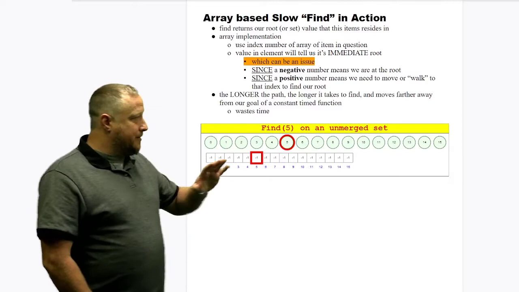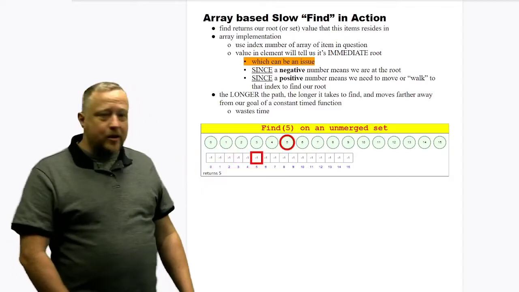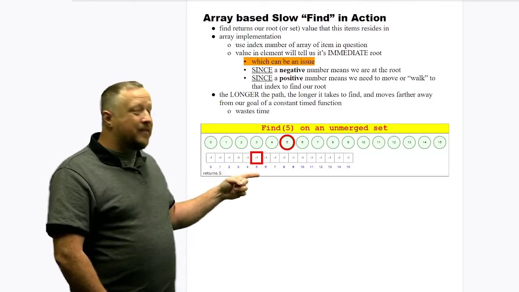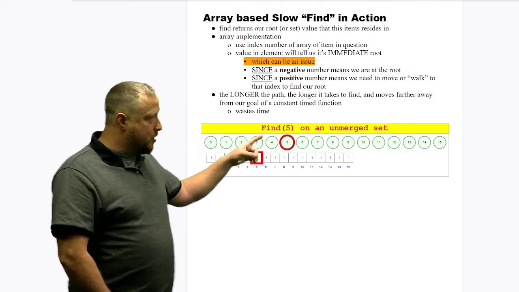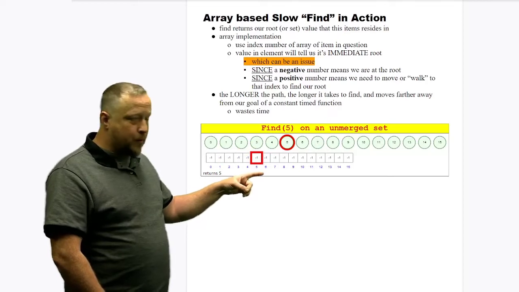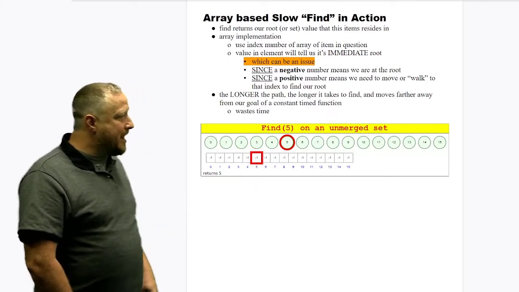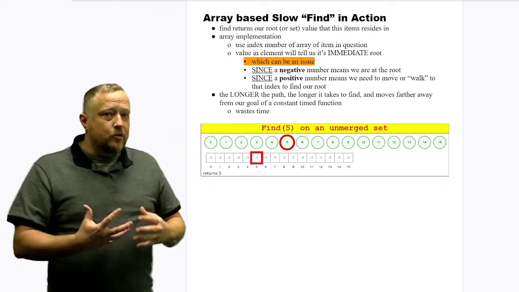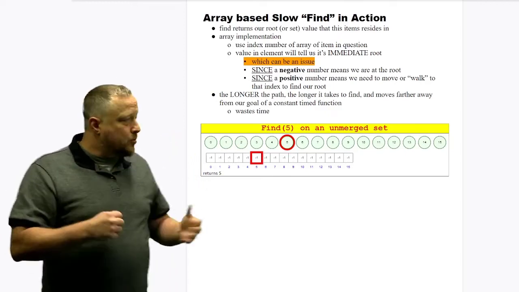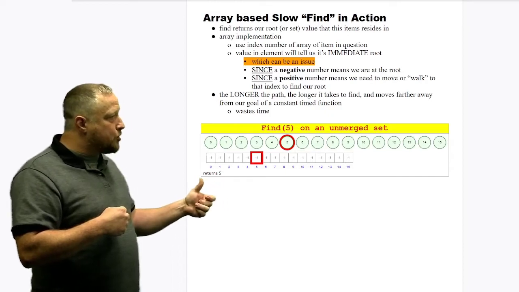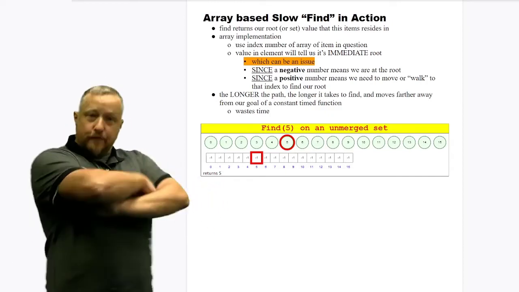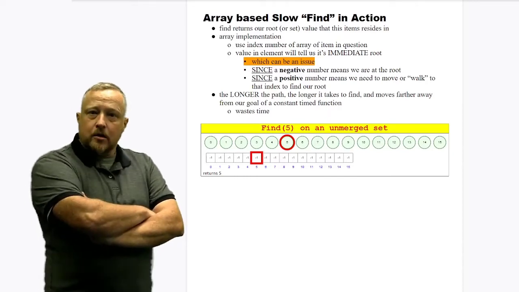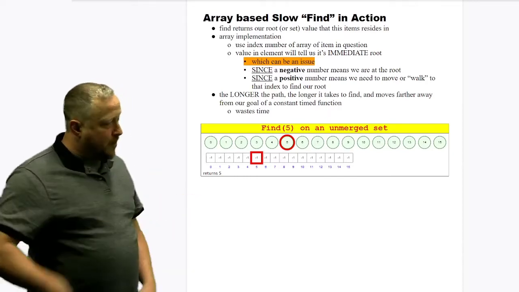So pretend that everybody is a brand new set here. So if I did a find on 5, the value inside of index 5, they're both exactly the same number, what I'm looking for, will give me a -1. Now, the -1 means that 5 is the root, but it's in its own set. So in actuality, I would return 5 because 5's in its own set by itself, and dang it, that's the root of that set.